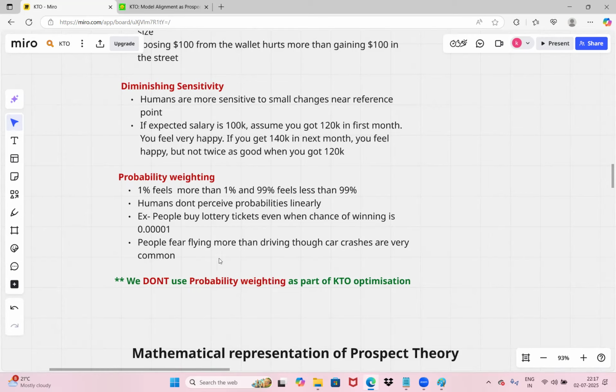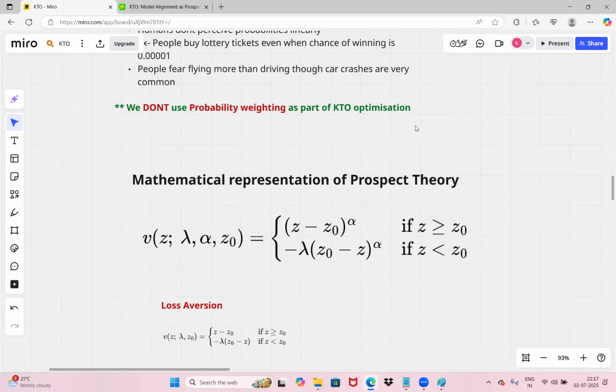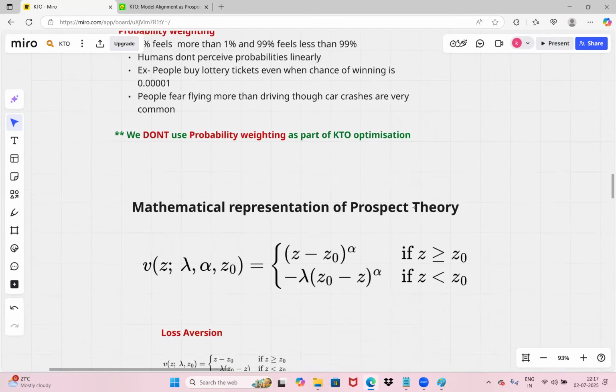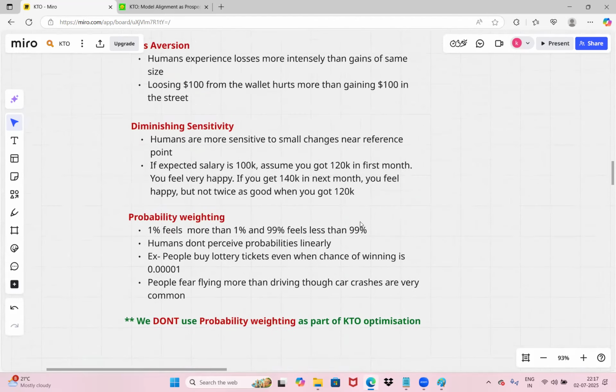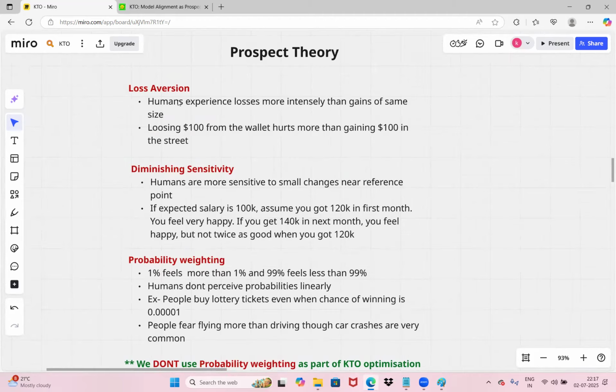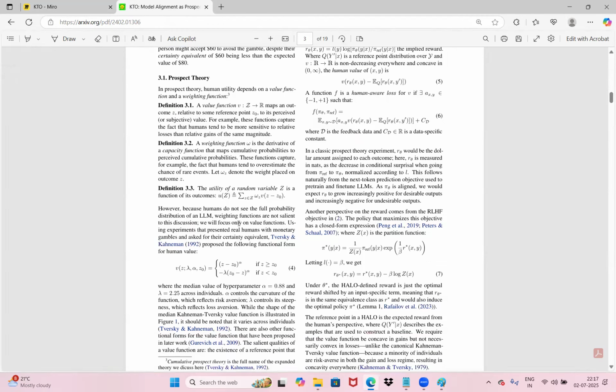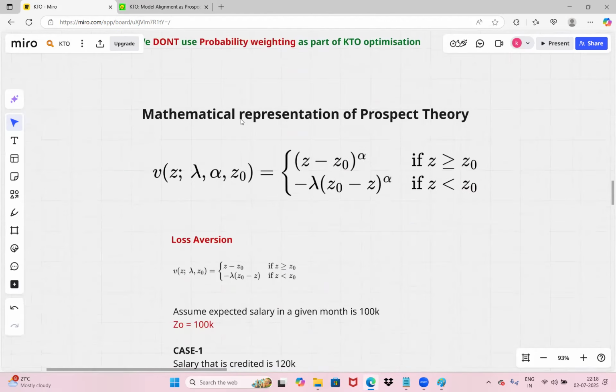Now, we don't use probability weighting for our KTO optimization. There are lots of reasons for that, and we'll see those reasons at the end of this video. This is how we mathematically represent prospect theory without probability weighting. It consists only of diminishing sensitivity and loss aversion. Even in the research paper that you see here, you can see the same equation without probability weighting. Let's try to understand this equation.